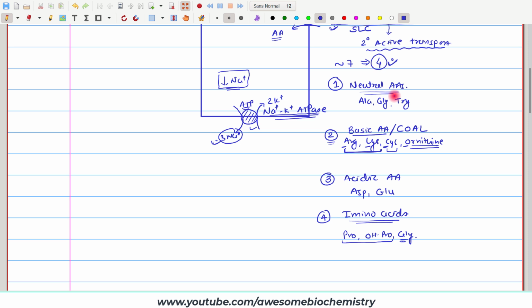Now, what happens, sometimes there is a genetic defect by which any of these transporters can be defective. So, many such diseases are there. We will consider some of the diseases of this transporter defect. Whenever there is a neutral amino acid transporter defect, it leads to Hartnup disease. So, in Hartnup disease, what will happen? There will be malabsorption of all these neutral amino acids, right?